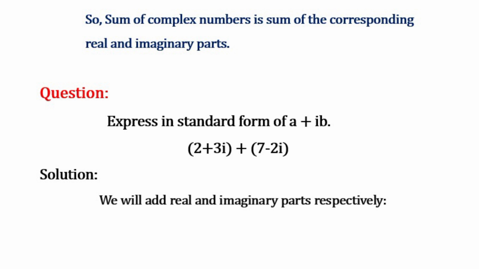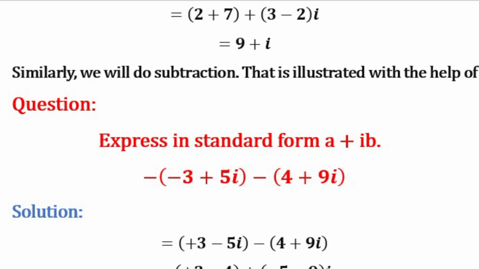Consider a question. Express in standard form of a plus iota b. Here we have two complex numbers 2 plus 3 iota and 7 minus 2 iota. We have to add them. So we will add real and imaginary parts respectively. We will add 2 and 7. Then we will add 3 and minus 2. We will get 9 plus iota.